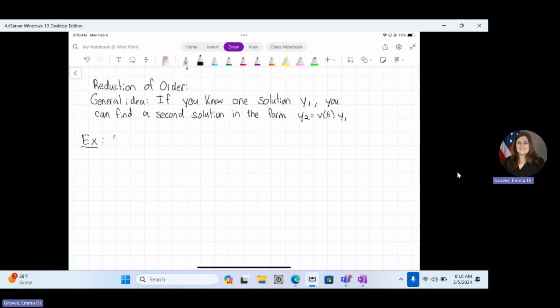So let's say we have the differential equation t squared y double prime plus 3ty prime plus y equals 0. And I give you one solution, y1 equal t to the negative 1. So our goal is going to be to find a second solution here.